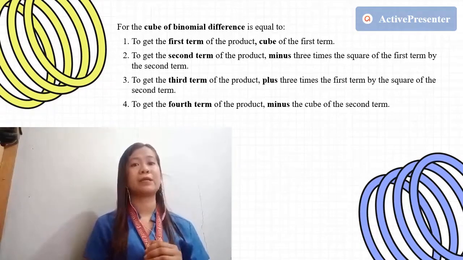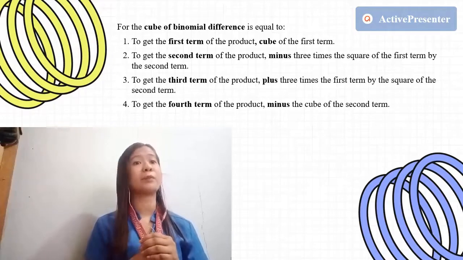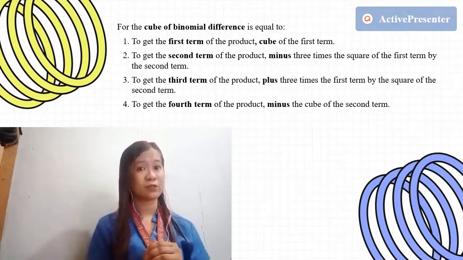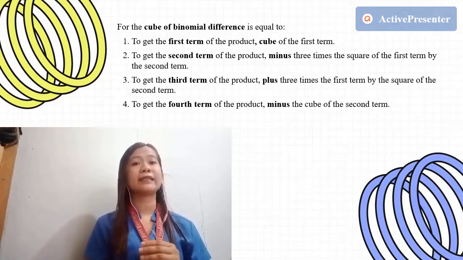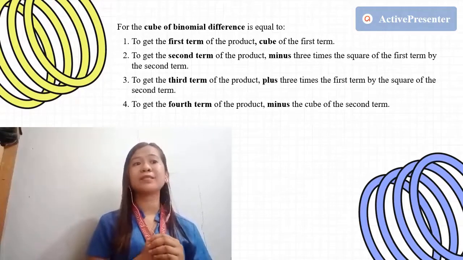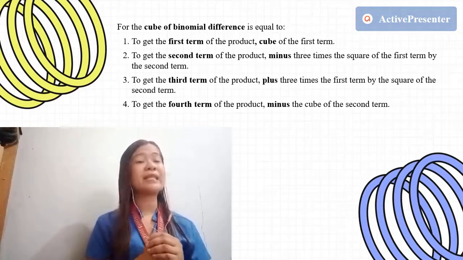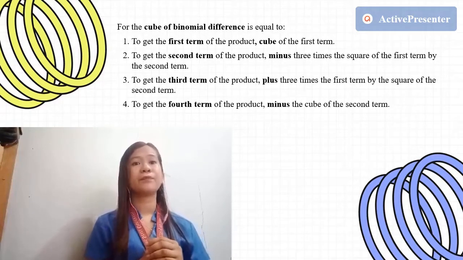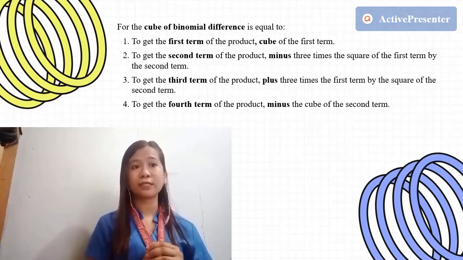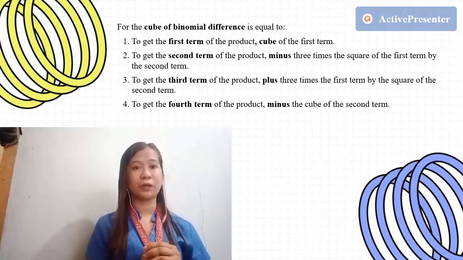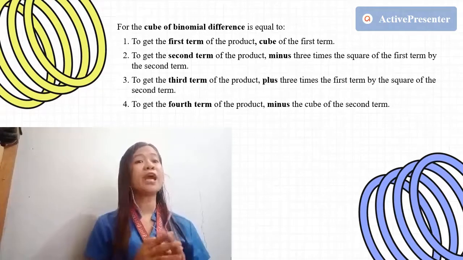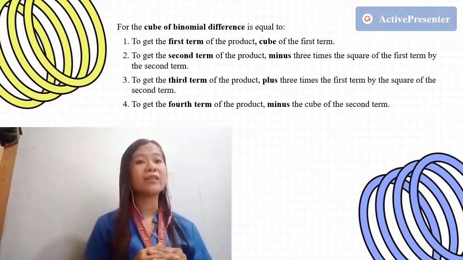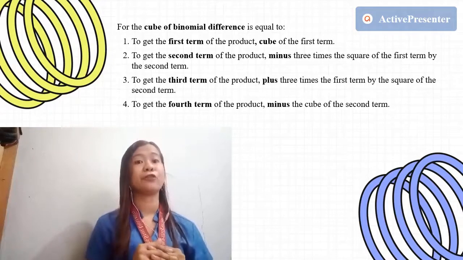So here is the first term. Get the first term of the product, then cube the first term. For the second step, get the second term of the product, then minus 3 times the square of the first term by the second term. Did you get it? Okay. And third, to get the third term of the product, plus 3 times the first term by the square of the second term. Fourth, to get the fourth term of the product, minus the cube of the second term.